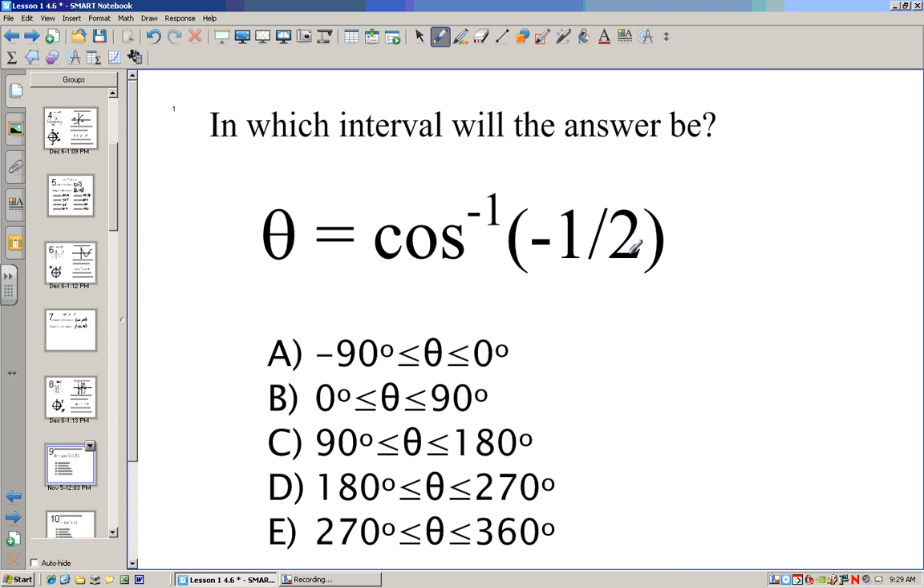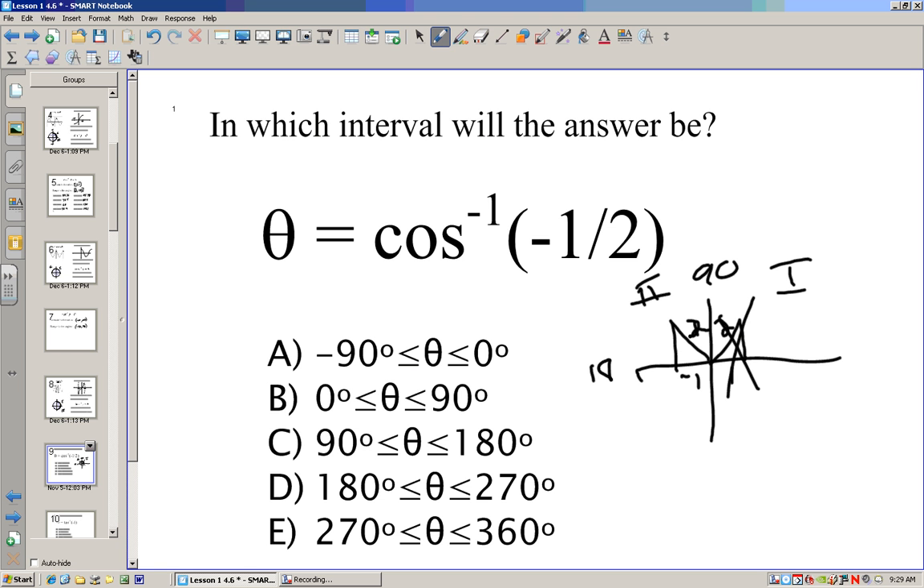All right. So if I asked you what interval is the inverse cosine of -1/2 in? Inverse cosine is going to be in one of these two quadrants. So we can draw our two reference triangles. And it's 1 over 2, 1 over 2. In quadrant 2, it makes a -1/2, where in quadrant 1, it just makes a +1/2. So it has to be between 90 and 180 where this answer lies.